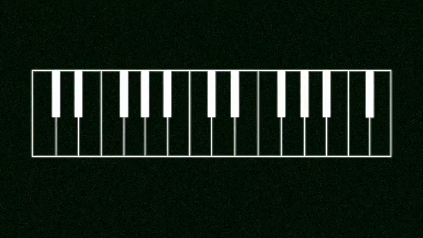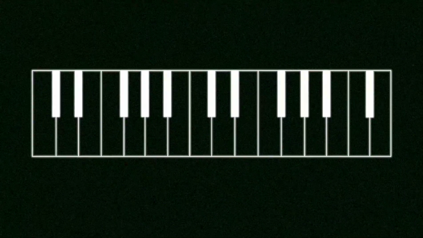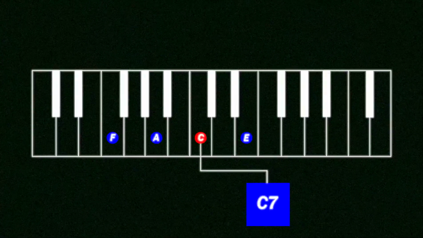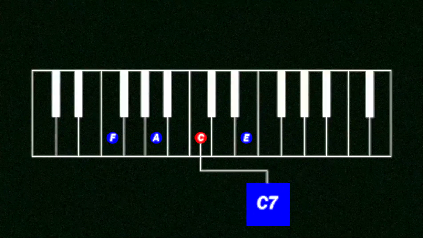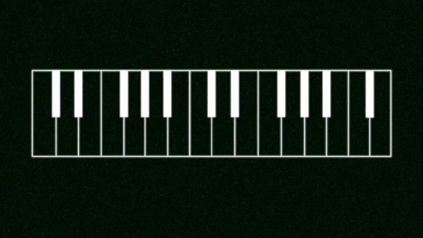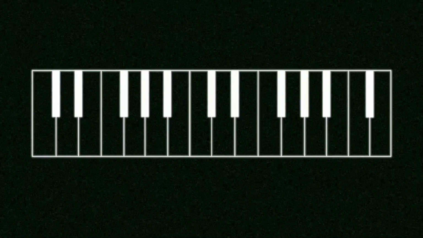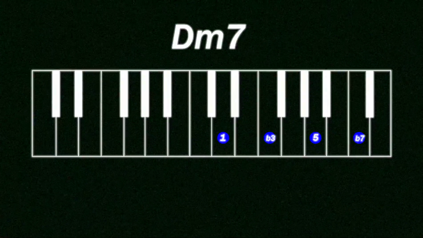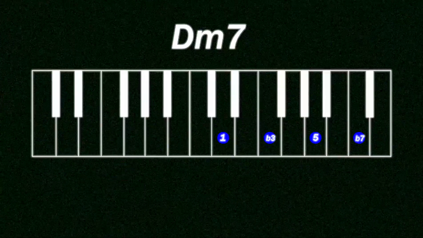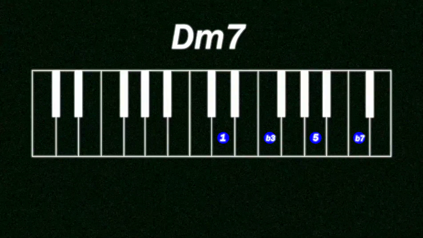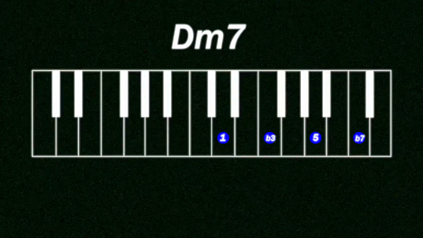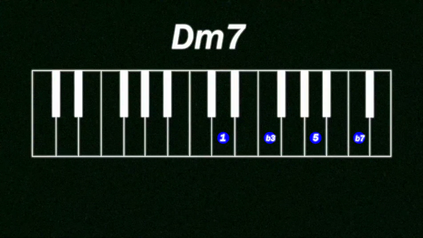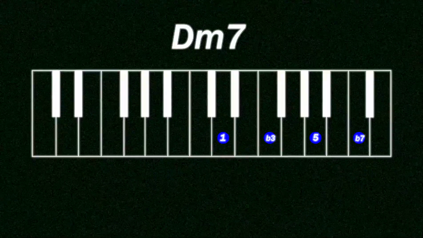We know that the secondary dominant of F major 7 is C7 because C is the fifth note of an F major 7 chord. But what about the secondary dominant for a D minor 7? Well, the fifth note of D minor 7 is A, and since D minor 7 is a minor chord, the secondary dominant will be A7 with a flat 9 on the end, giving us A7 flat 9.